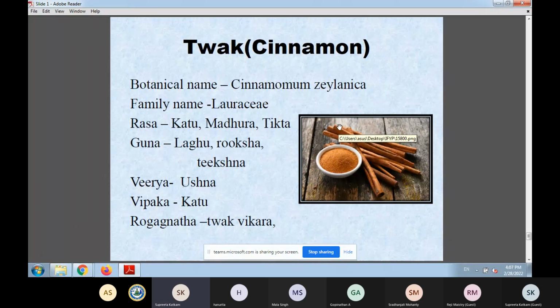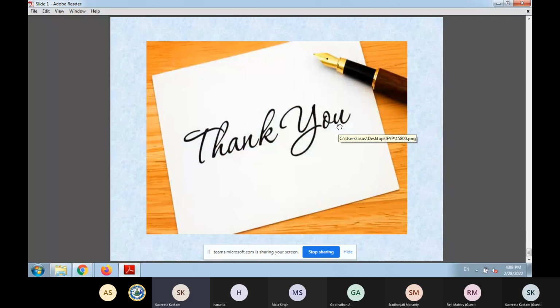Cinnamon zeylanicum. This is available in our kitchen spices again. What do you call this? Dalchini. Katu, Madhura, Tikta rasa, Laghu, Ruksha, Tikshna, Ushna virya, Katu vipaka, Tvak vikara. We are not extensively or all the time using it. I am also not using this all the time. But yes, it is beneficial in skin diseases. In my prescriptions, this is very less present. But if I'm not practicing it, it doesn't mean nobody else is; others may be using it in practice.